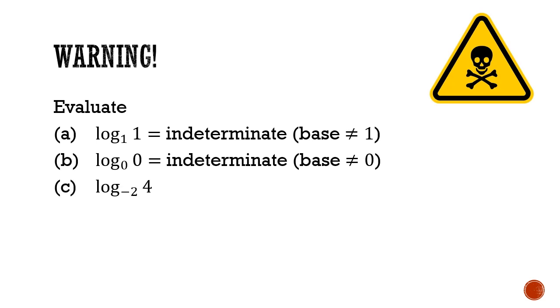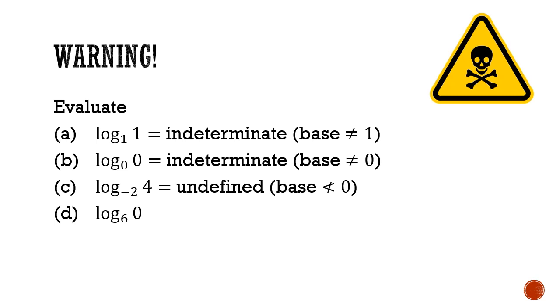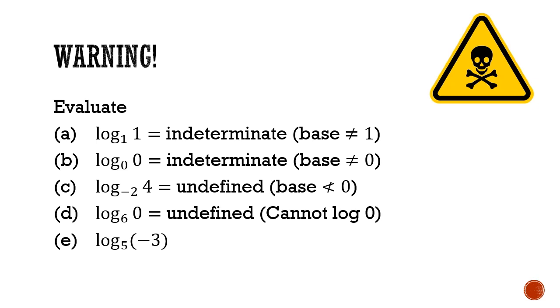The third case is we are not going to allow for negative bases. This will be set as undefined for now. We won't let the base be less than 0. The fourth case is we can't take log of 0. Like 6 to the power of what gives me 0? 6 to the power of anything should stay as a positive number, so it can't reach 0. So that's undefined. We can't take log of 0. And the last case is, of course, we can't take log of negative numbers. 5 to the power of what gives me negative 3? For now, we'll set this as undefined. All this will be covered in greater detail when we reach complex numbers.